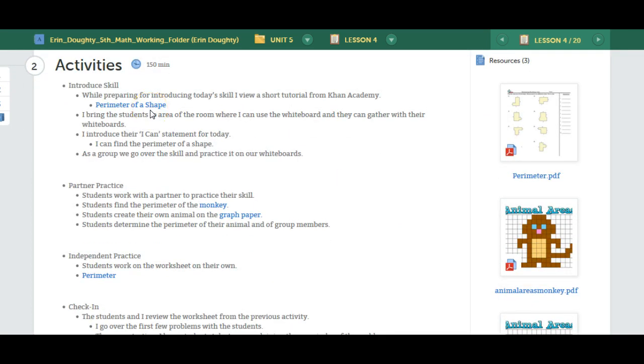I view a short video from Khan Academy on perimeter of a shape. I bring the students to an area of the room where I can use the whiteboard and they can use theirs. I introduce their I can statement for the week, which is I can find the perimeter of a shape.